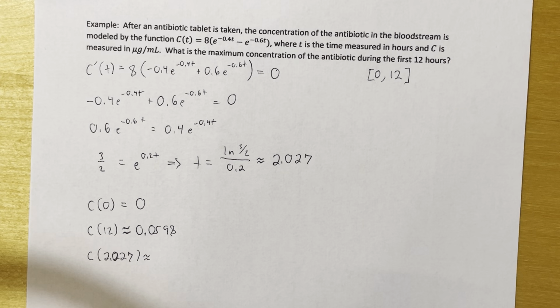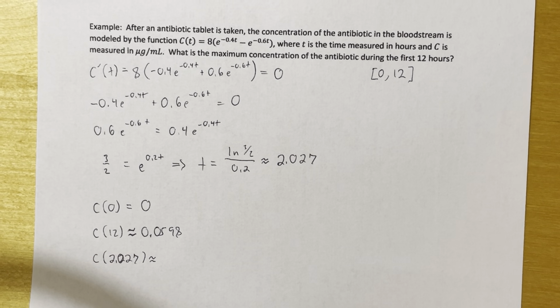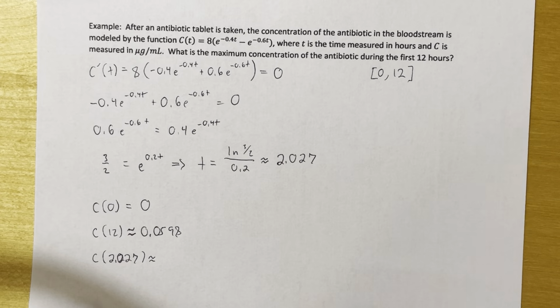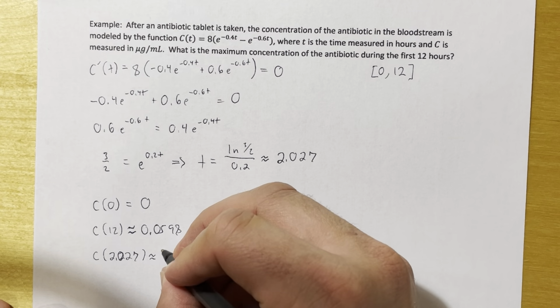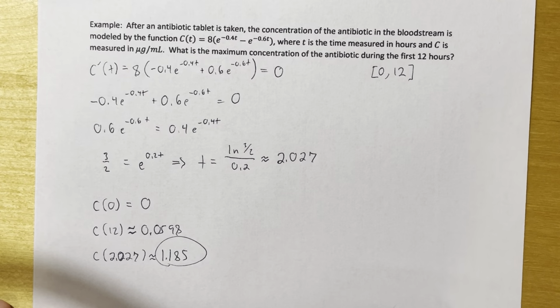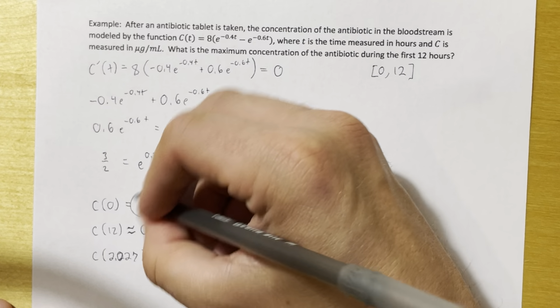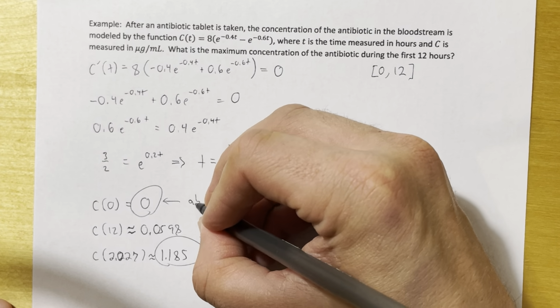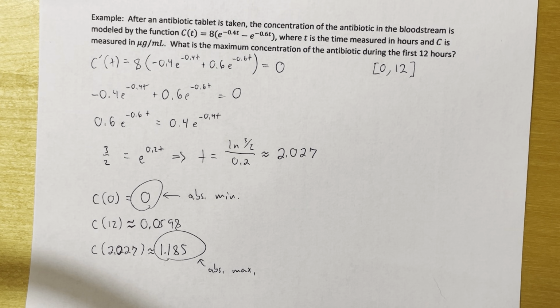This guy, the one critical number that we found, if you plug that back into your function, you end up with, did I plug that one in? Oh, no, I didn't. Hold on. 2.027. Okay, I forgot to plug that one in before. Just did that in my calculator. This one works out to approximately 1.185. Notice that that's the largest value in that list. That makes it my absolute maximum. 0 is the smallest number in the list. Absolute minimum. Okay? And that answers that question, and that also finishes 4.1.